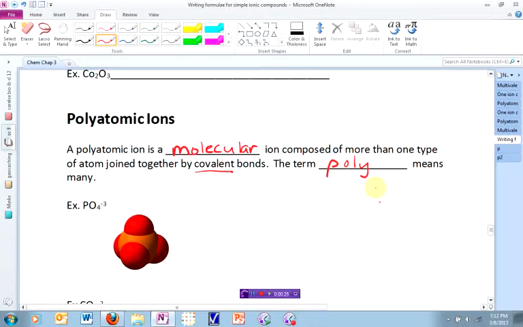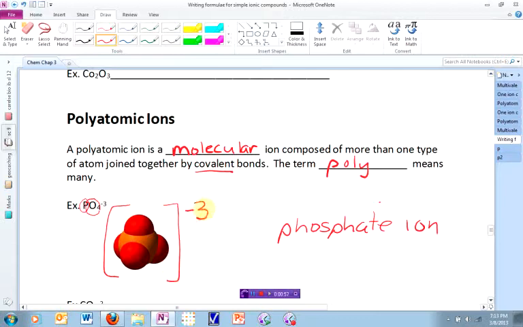So if you look at the example here, this is called a phosphate ion. And you can see that there's more than one type of atom represented by this diagram. There's an orange atom in the middle, which is the 1 phosphate. And then there's 1, 2, 3, 4 red atoms representing O4. And this whole group of atoms works together to form a phosphate ion with a charge of -3.